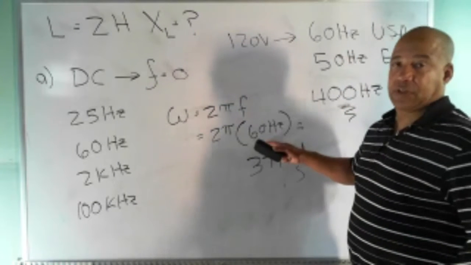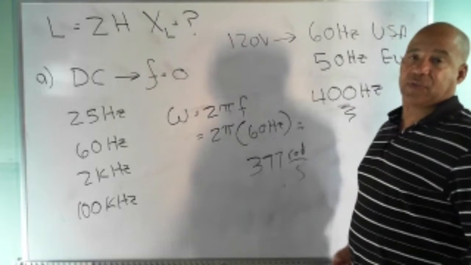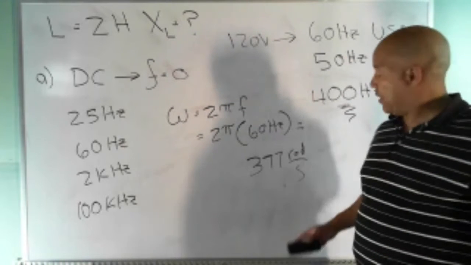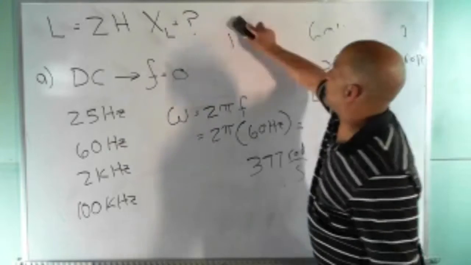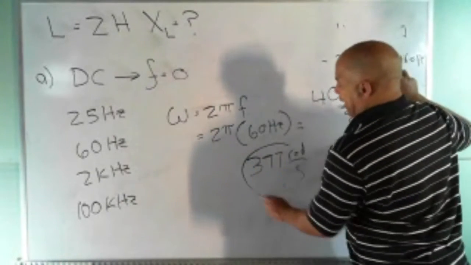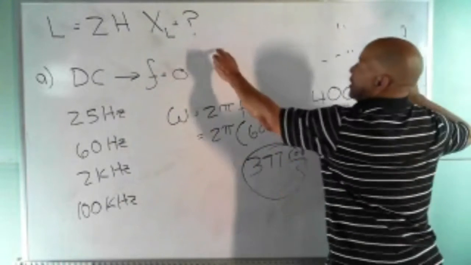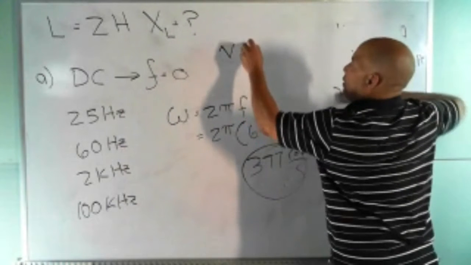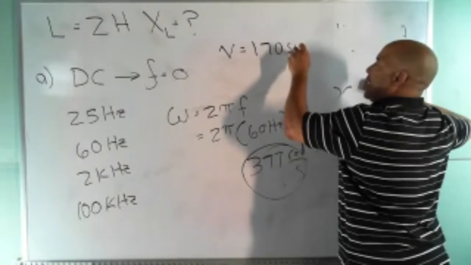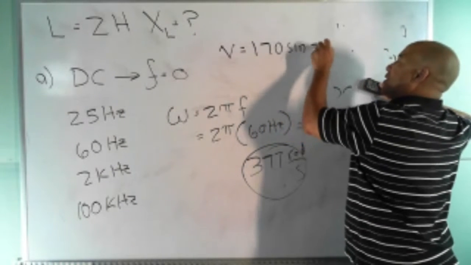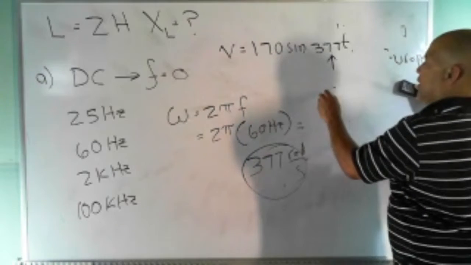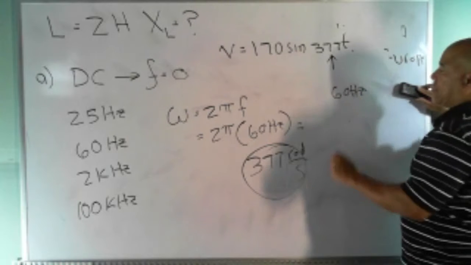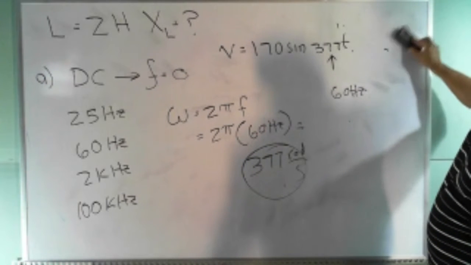So since that's what we use in the United States, that means the angular velocity of the generator coils at Duke Energy is 377 radians per second. So when you see this written in time domain, this number comes up a lot. Anytime you see something like V equals 170 sine 377 t, that 377 is the 60 hertz in that omega.